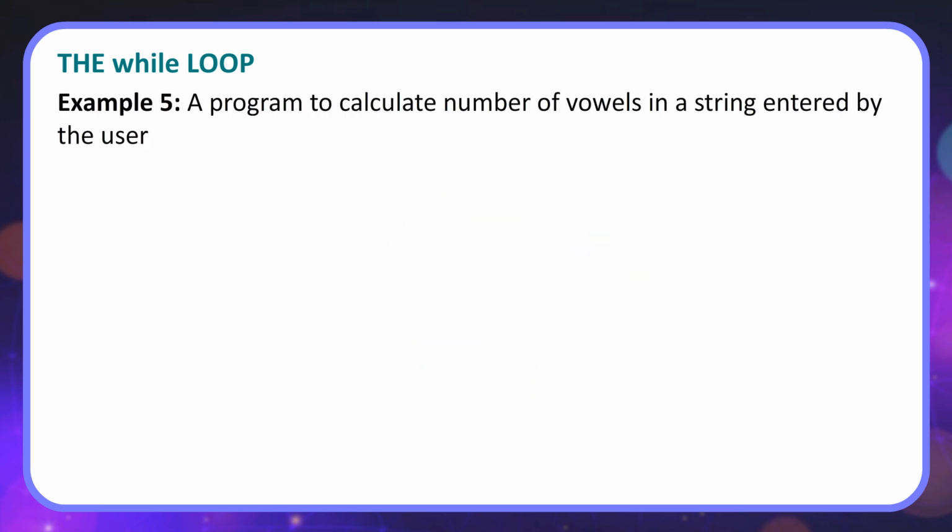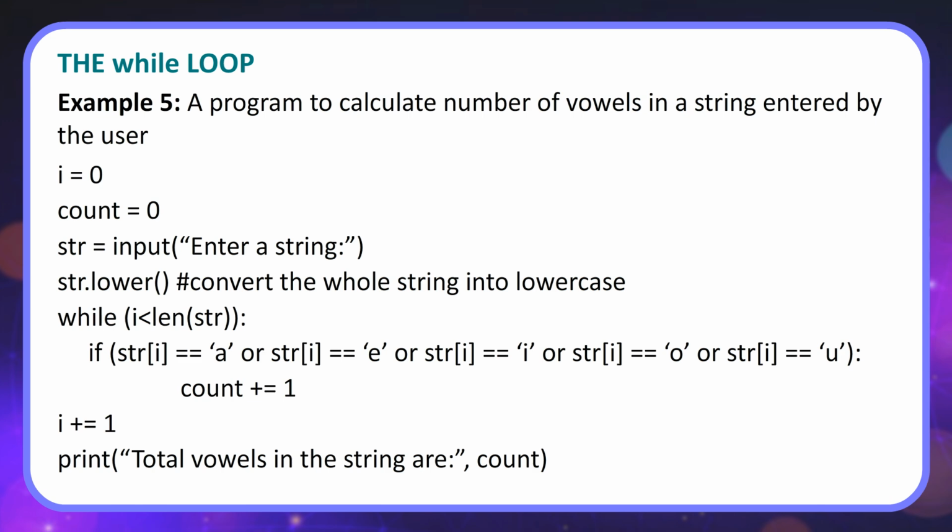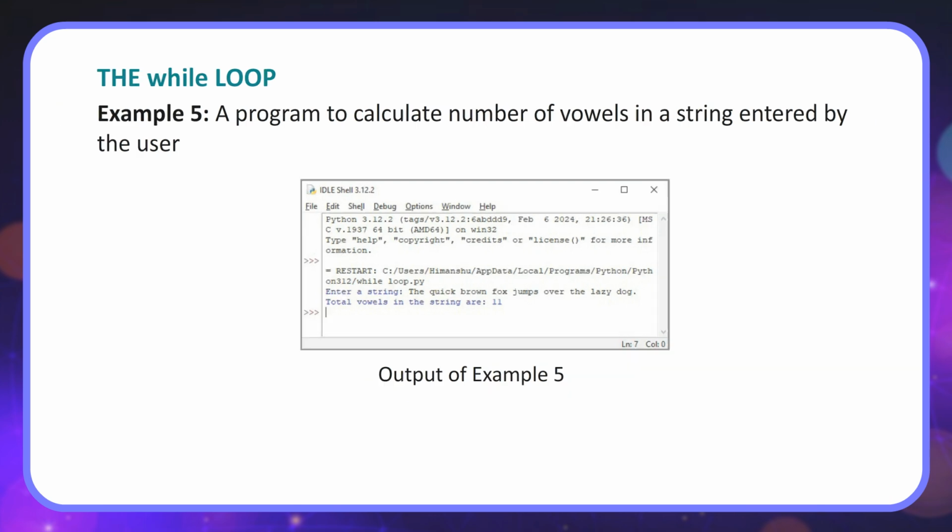Example 5. A program to calculate the number of vowels in a string entered by the user. i = 0. count = 0. str = input, enter a string. str.lower, convert the whole string into lowercase. While i < len(str). If str[i] == a or str[i] == e or str[i] == i or str[i] == o or str[i] == u, count += 1. i += 1. Print total vowels in the string, count. Output of example 5.